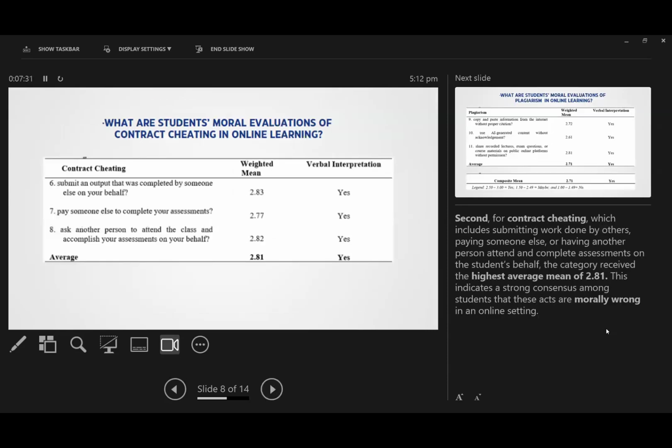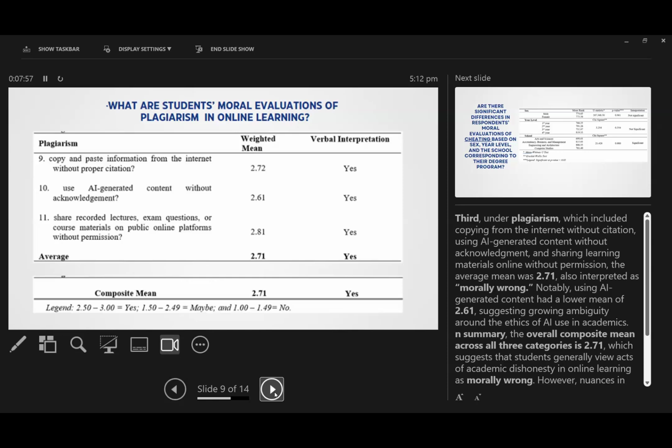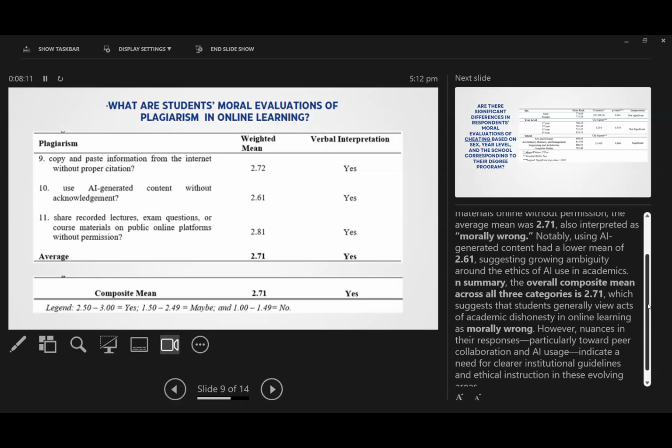Second, for contract cheating, which includes submitting work done by others, paying someone else, or having another person attend and complete assessments on the student's behalf, the category received the highest average mean of 2.81. This indicates a strong consensus among students that these acts are morally wrong in an online setting. Third, under plagiarism, which included copying from the internet without citation, using AI generated content without acknowledgement, and sharing learning materials online without permission, the average mean was 2.71, also interpreted as morally wrong. Notably, using AI generated content had the lowest mean, indicating uncertainty among students about this specific behavior.